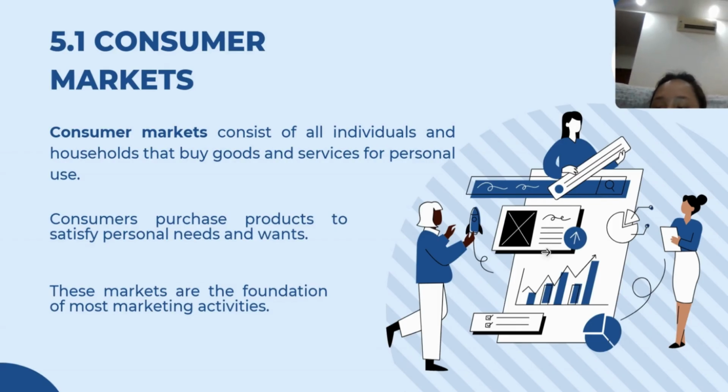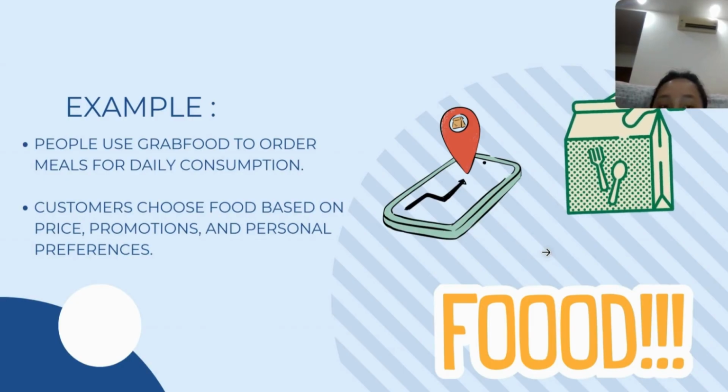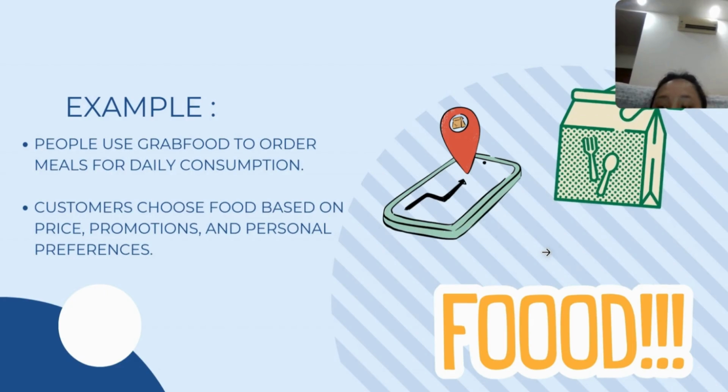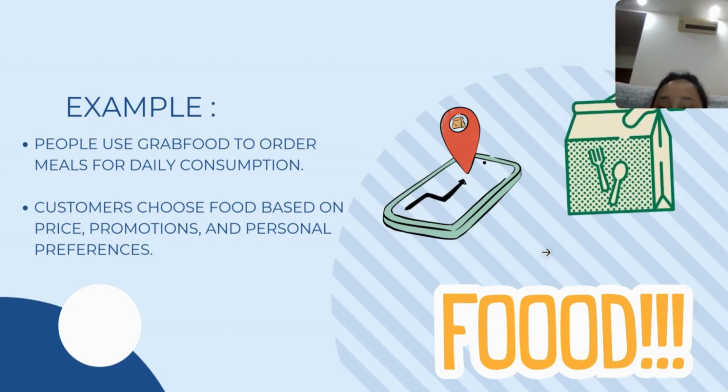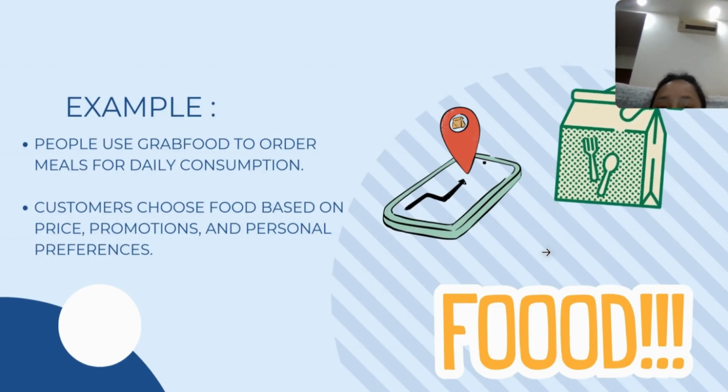A good example of a consumer market is GrabFood. When people order food on GrabFood for lunch or dinner, they are buying food for personal consumption. Therefore, GrabFood users are part of the consumer market. This shows how consumer markets exist in everyday online platforms.